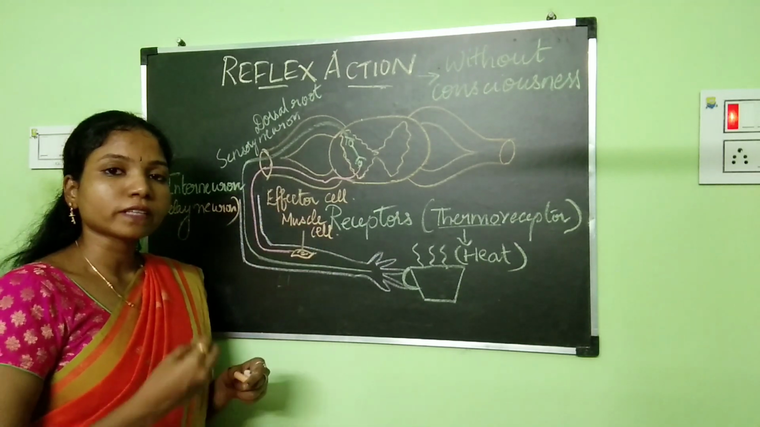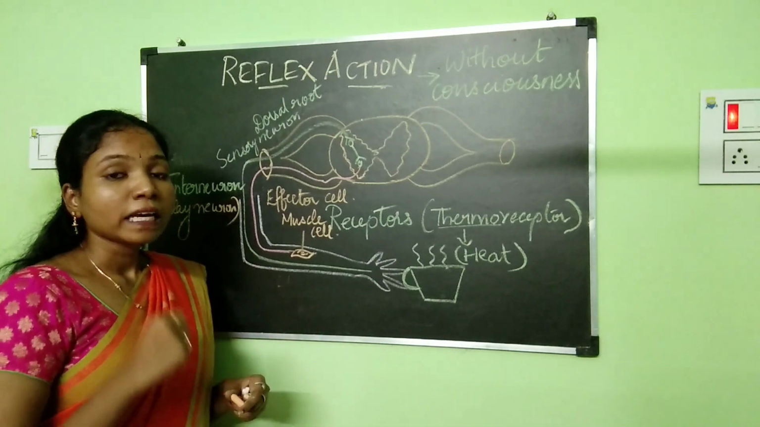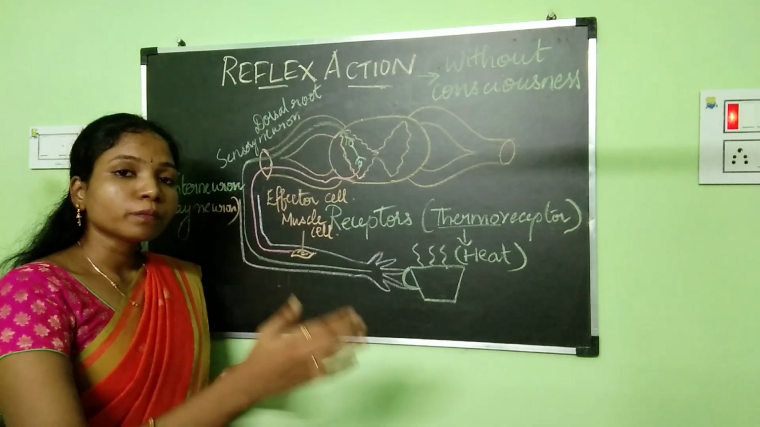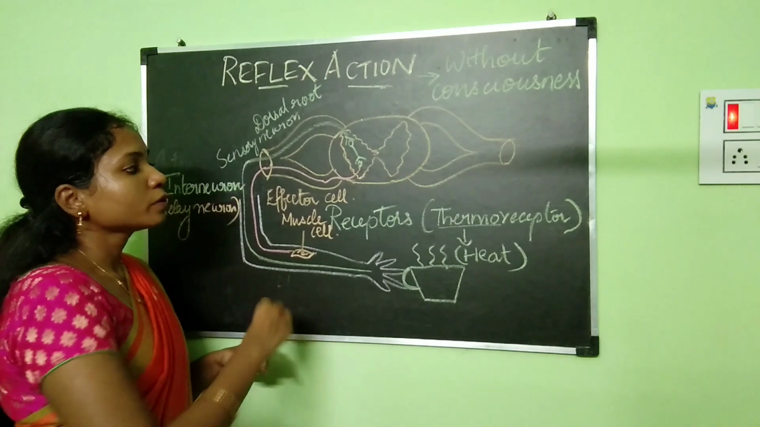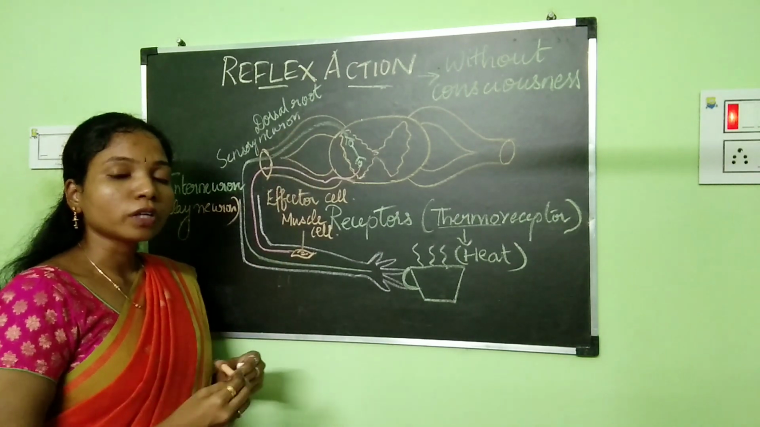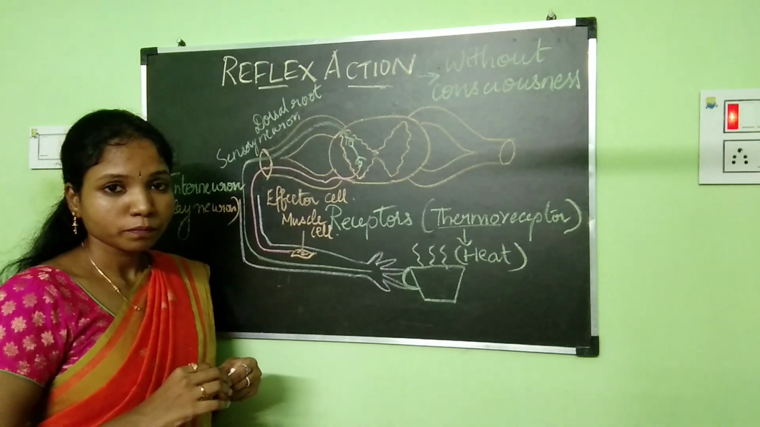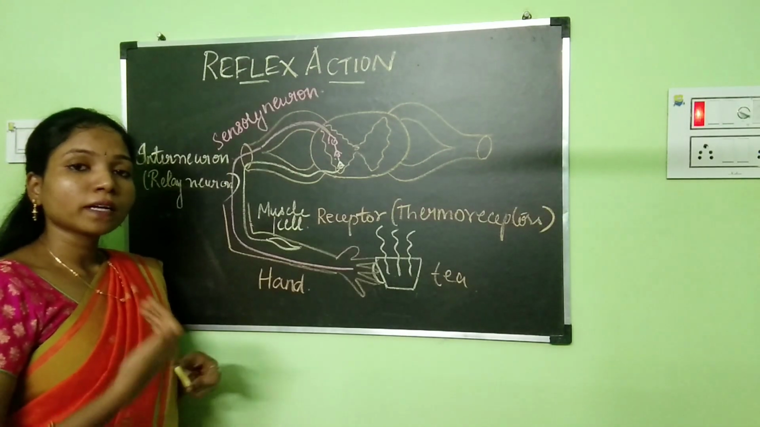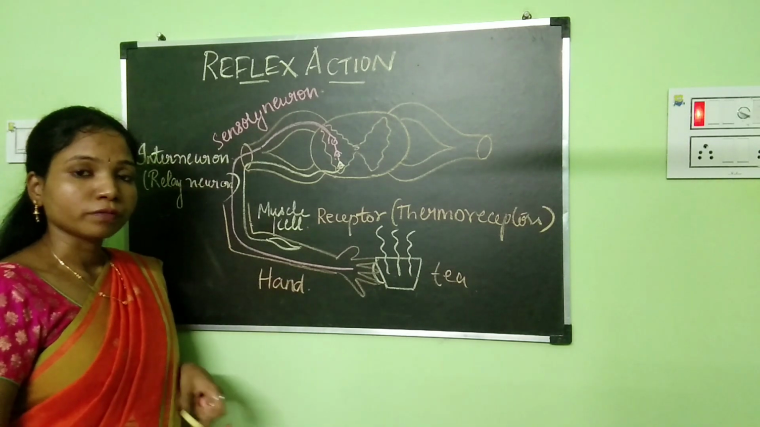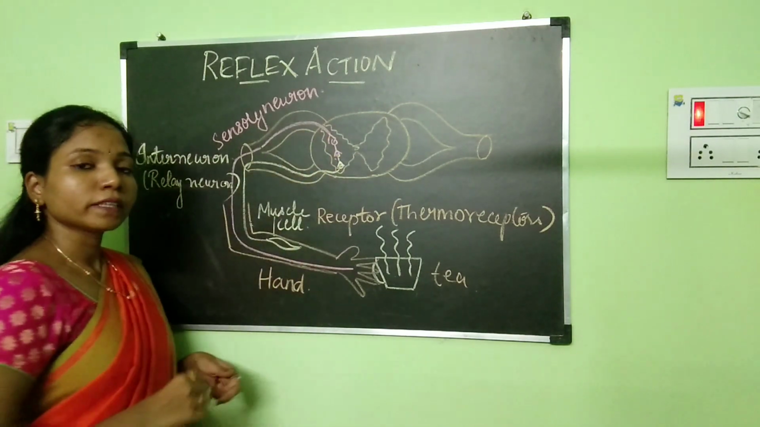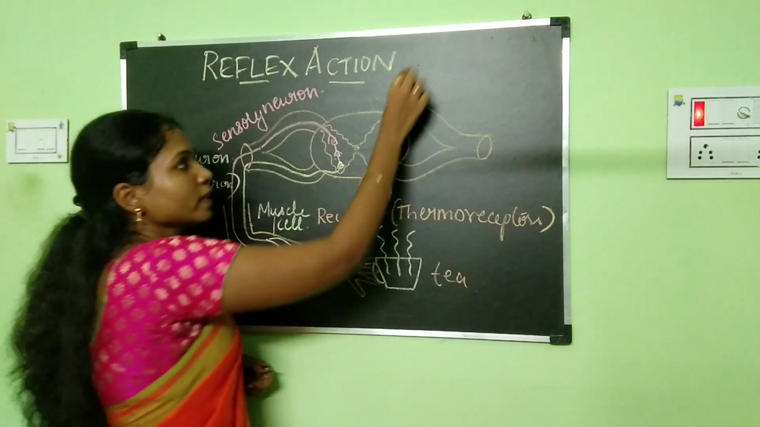So once the message is conveyed by the motor neuron to the muscle cell, the muscles will immediately contract, thereby helping the person to remove the hand or take the hand away from the hot object. Okay, so this is the way in which the spinal cord will help us to reflexly respond to a particular stimulus. So here, if you see, in order to achieve the reflex action, nerves are all getting involved. So the pathway which is taken by the nerve impulse to complete the reflex action is known as the reflex arc.